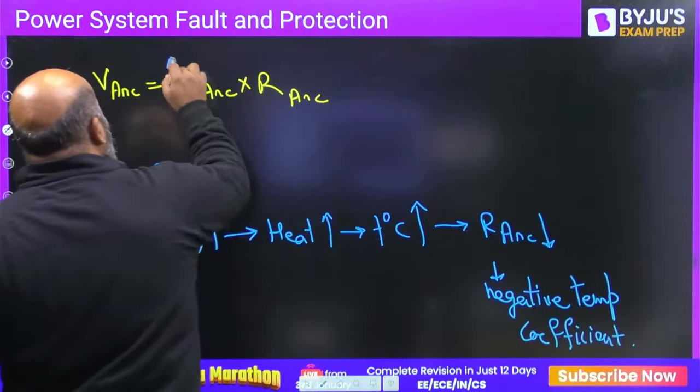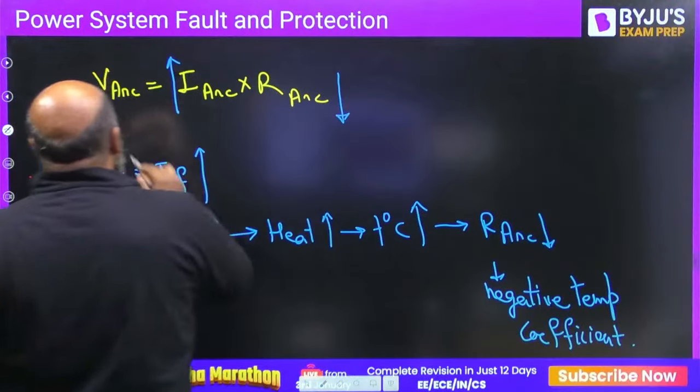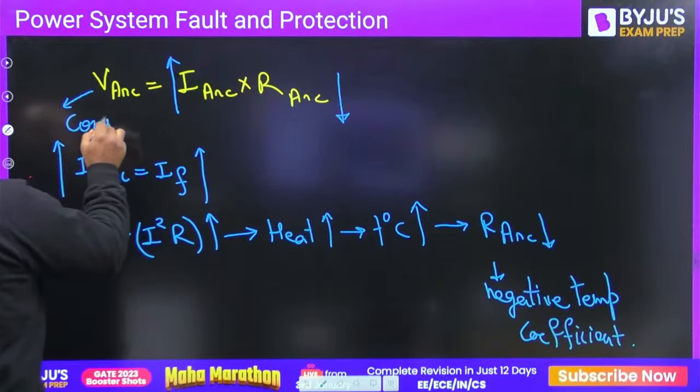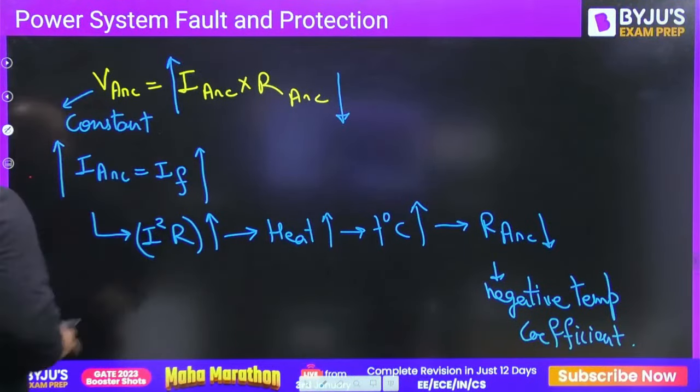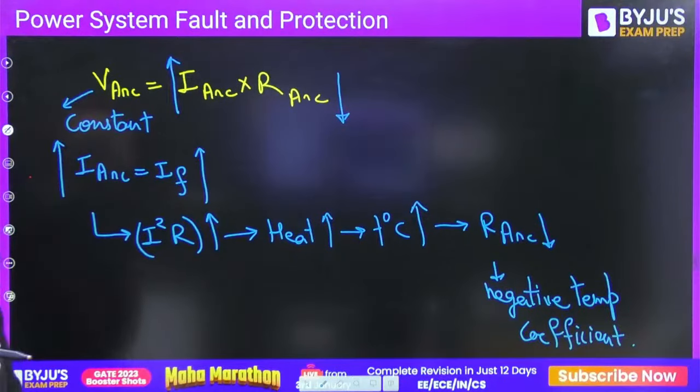So, when the arc current is increasing, arc resistance is reducing. So overall the arc voltage is going to be a constant value. Approximately, it's not exactly, it's a constant value. Is it clear?